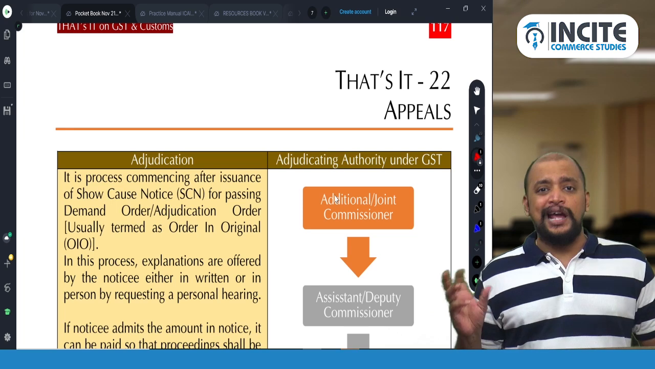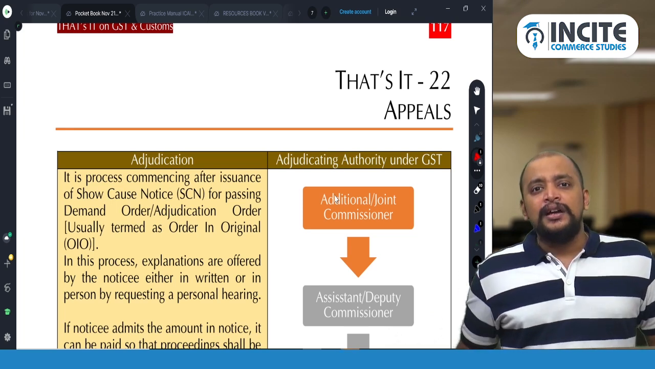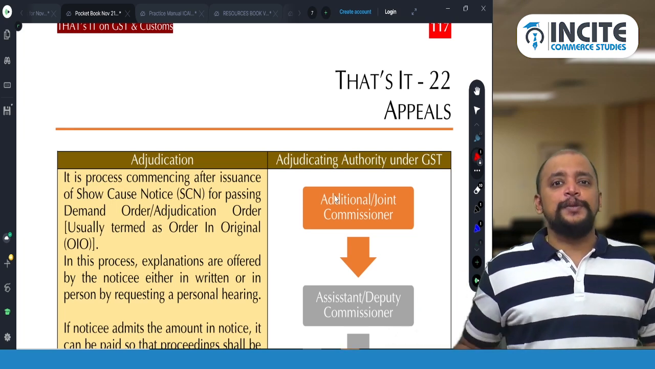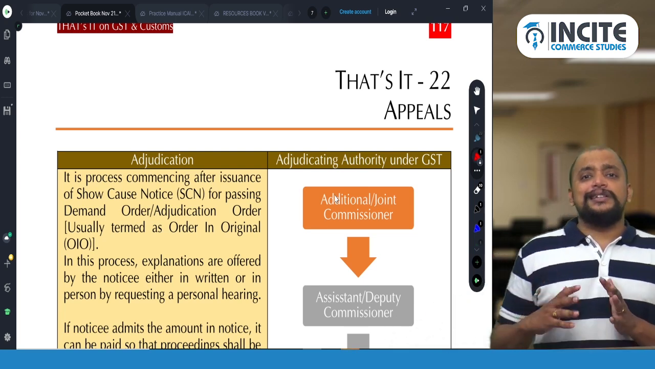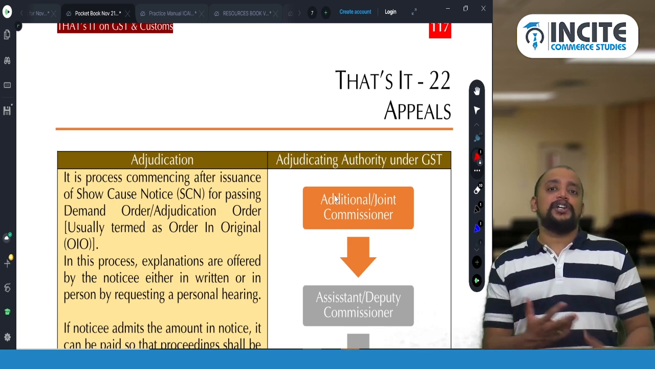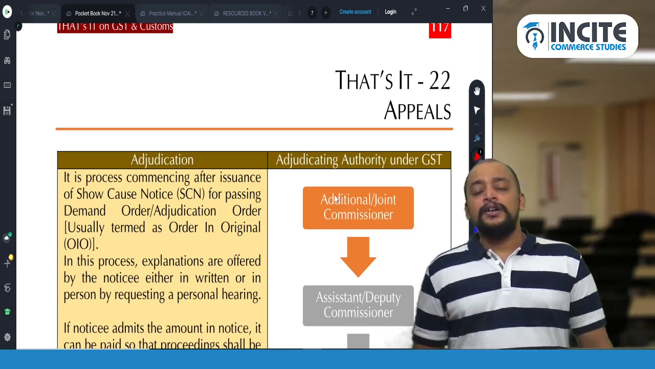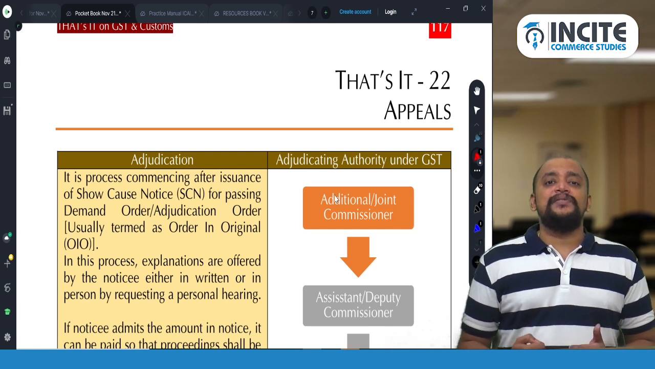So these are the only areas which are being asked, and some small questions or MCQs with respect to the time limits to make the appeal. So this is really an untapped area, but there is a potential of asking more questions in this. So we need to understand when there will be an appeal.